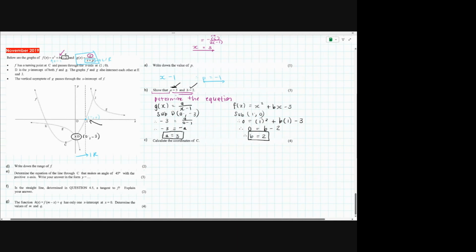So guys, when you get to a show that question or prove that question, use information that you have been given on the diagram or in the information of your question to answer it. Do not use the information given to you in that specific question. Otherwise, you're going to get 0.